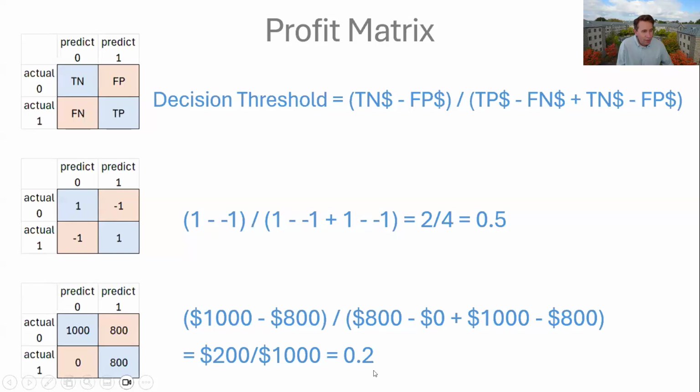And if you do the math on this profit matrix, you see I get a value of 0.2 for my decision threshold, which means what? It means if the probability of someone churning, leaving my service, is greater than 20%, I should give them the discount. That's the most profitable prediction for me to make. If it's less than 20%, then I won't offer them the discount. So that decision threshold is adjusted based on the business conditions. Okay.